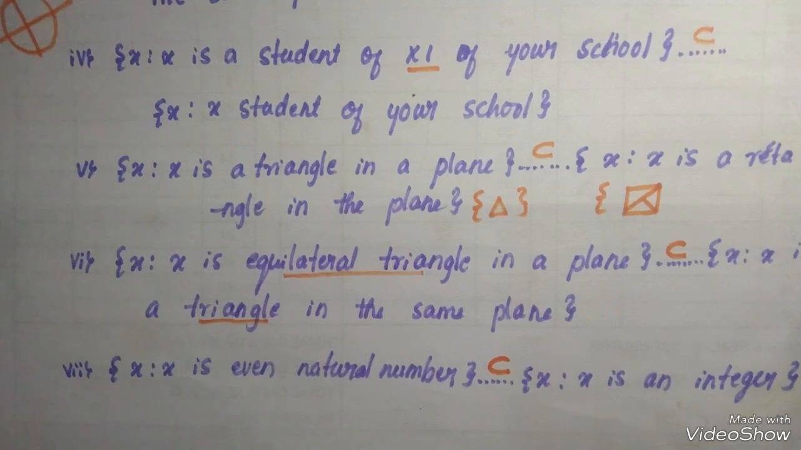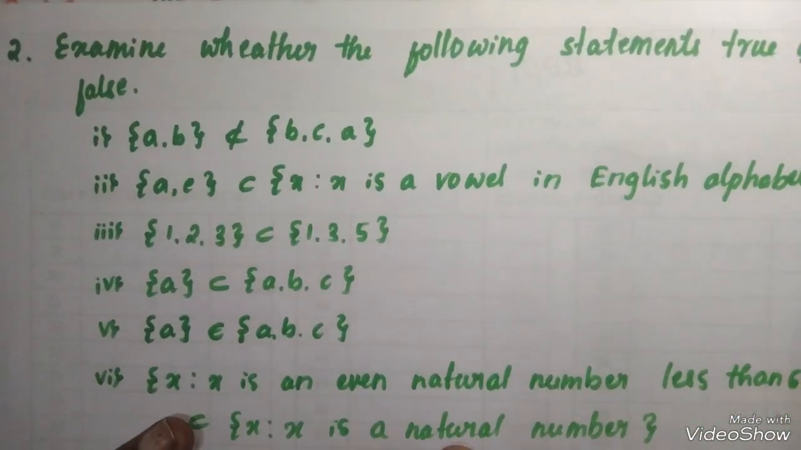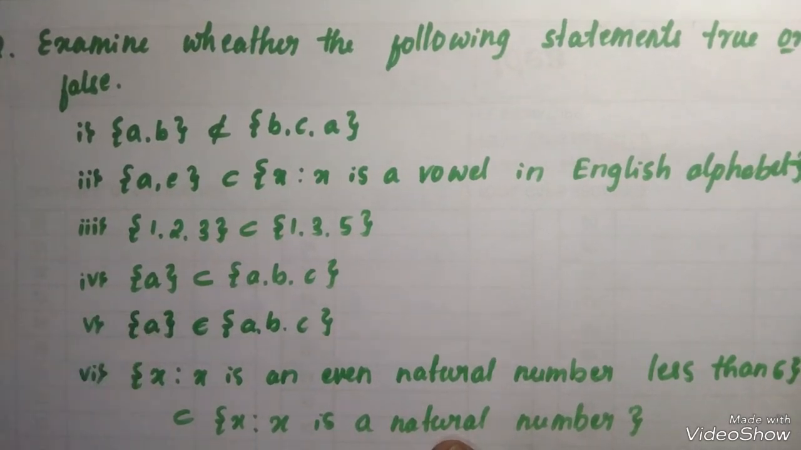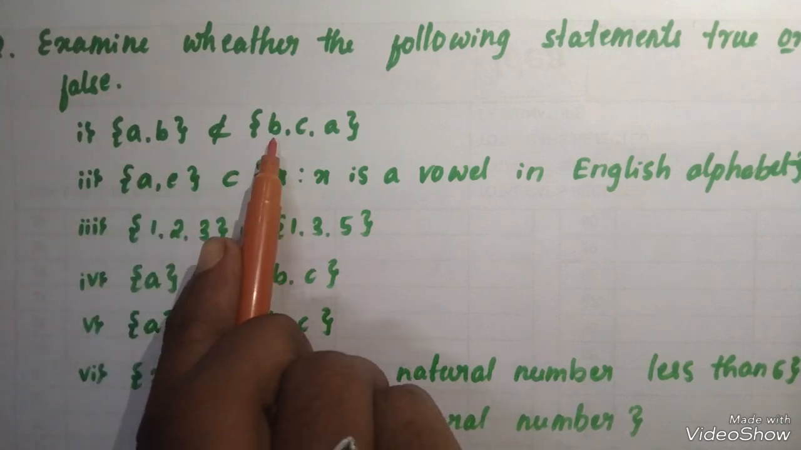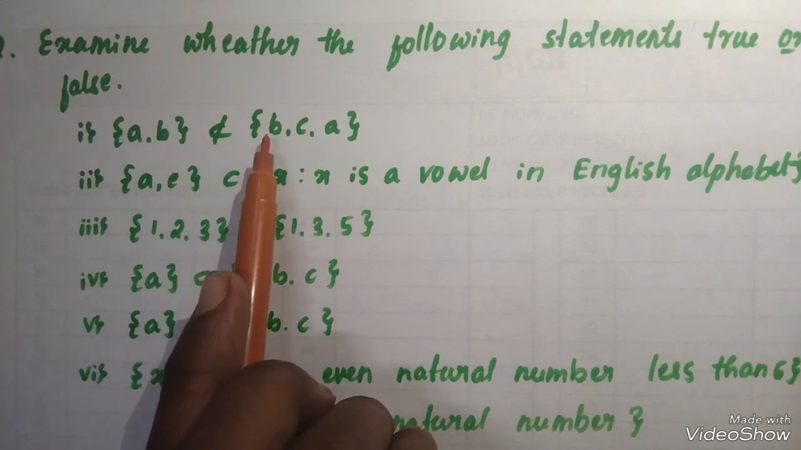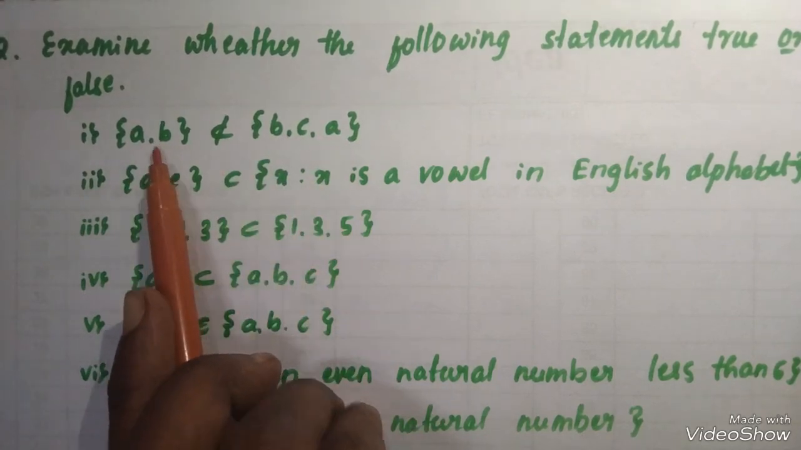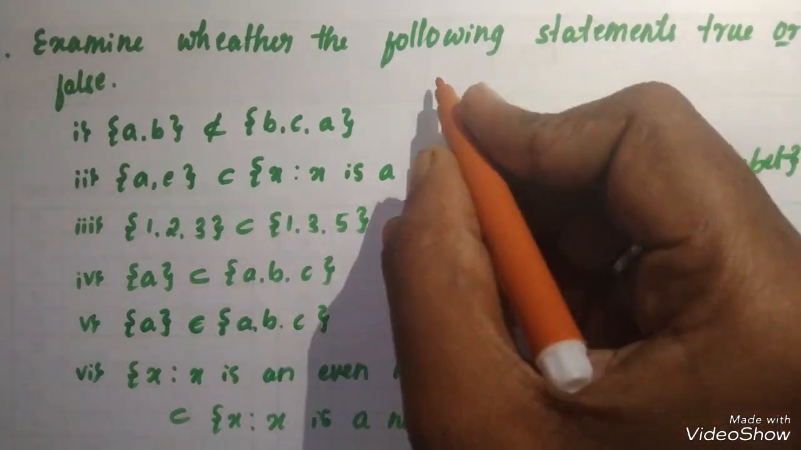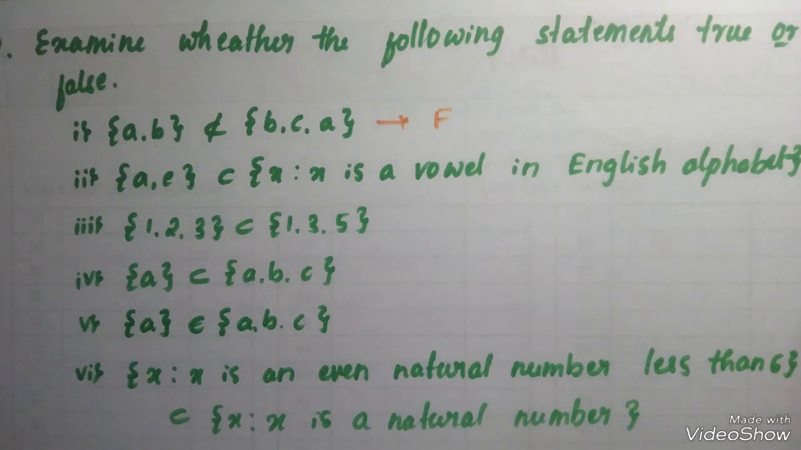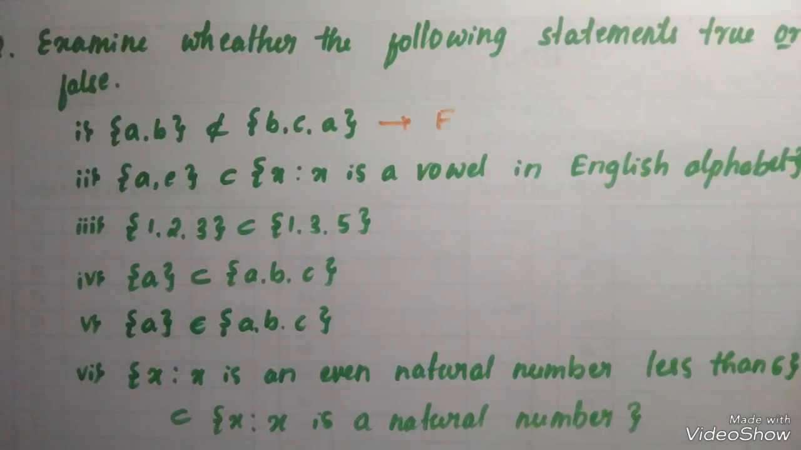Then we have to check the second question. Examine whether the following statements are true or false. We have to check the statements already given to us. Here it is the main set and {A, B} is the subset. {A, B} is not a subset of {B, C, A}? There is an element here, and {A, B} is present. It is a subset, but they gave not a subset. Hence it is a false statement.